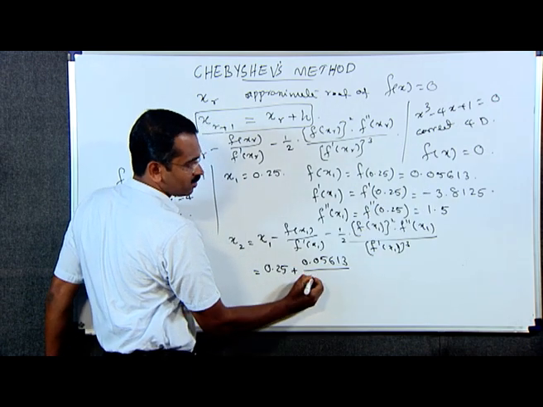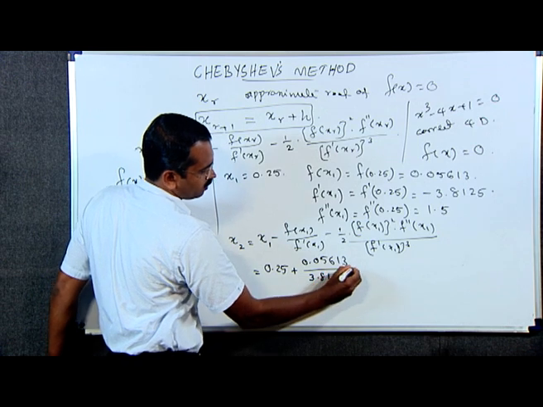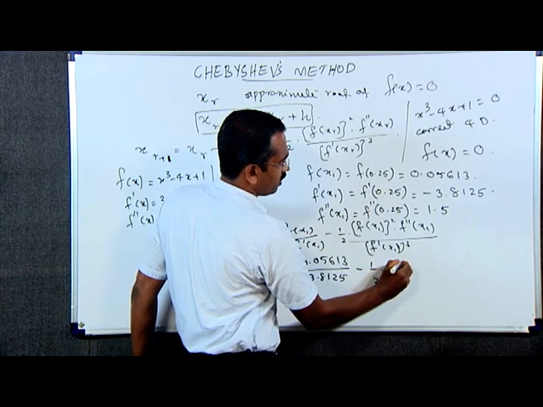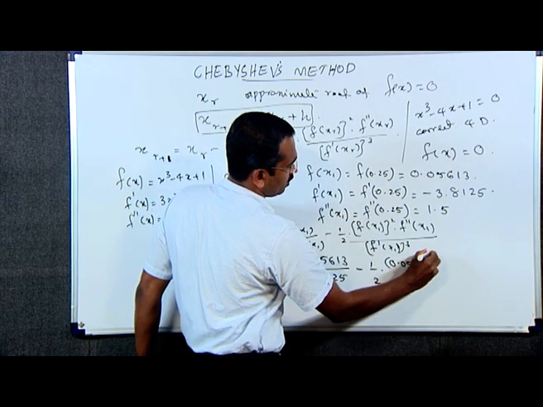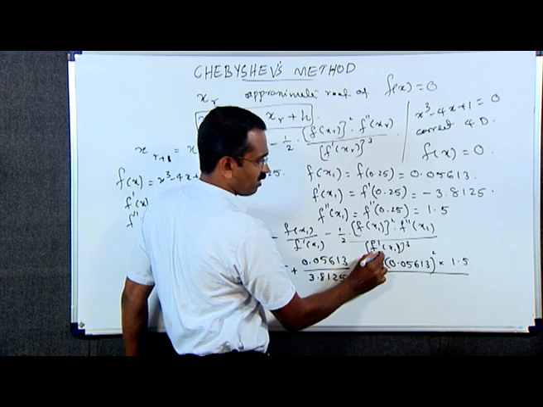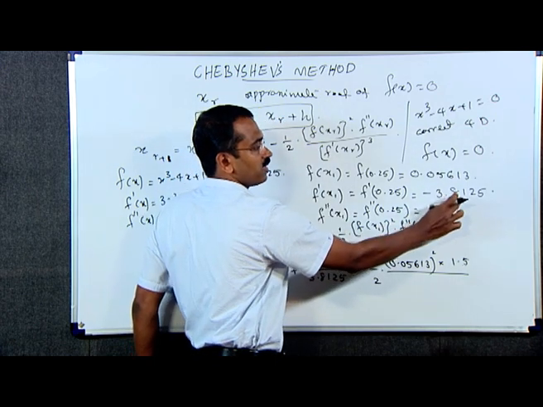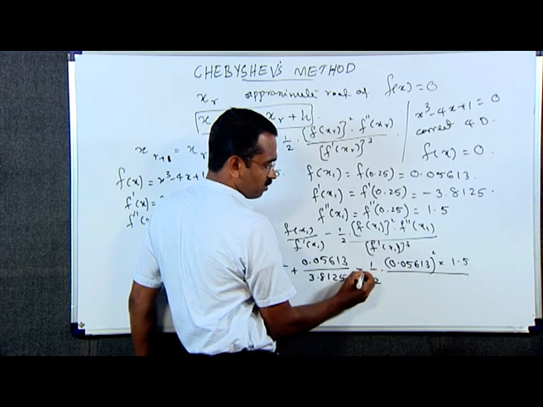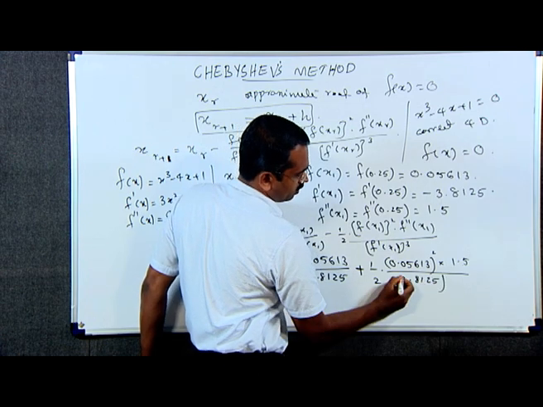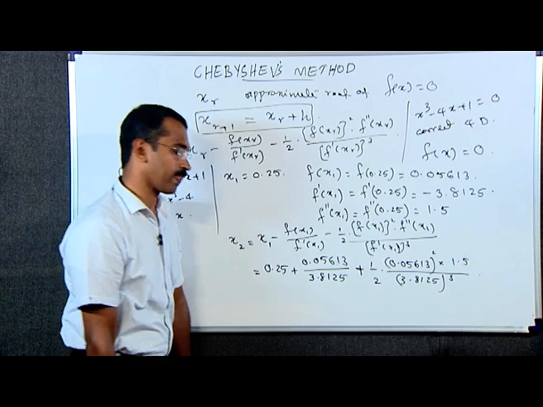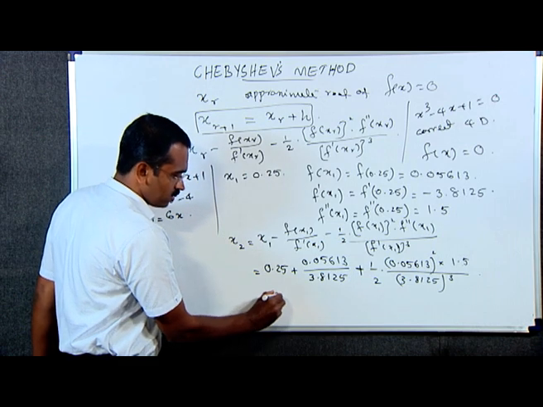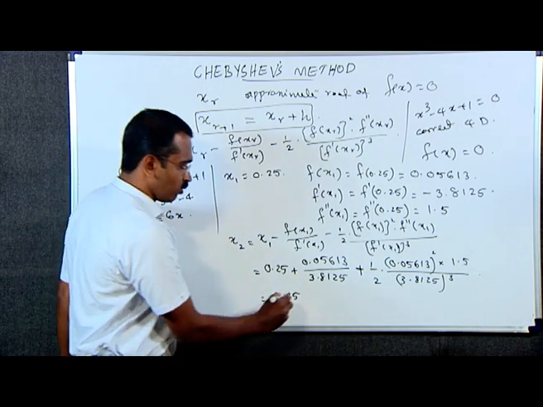Therefore, this will become plus 3.8125 minus 1 by 2 into f of x1 square is 0.05613 square into f double dash x1 is 1.5 divided by f dash of x1 whole cube, means minus 3.8125 the whole cube, which is negative. Therefore, this will become plus 3.8125 cube. On simplification, we will obtain this as 0.25410 approximately.